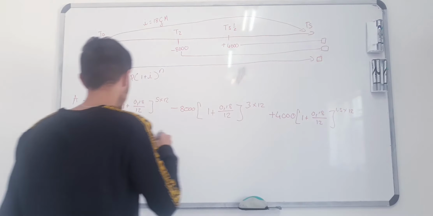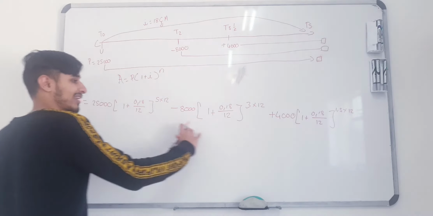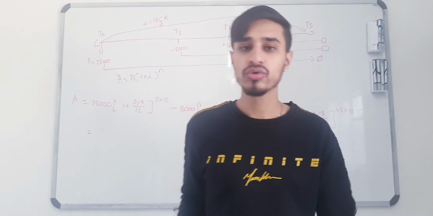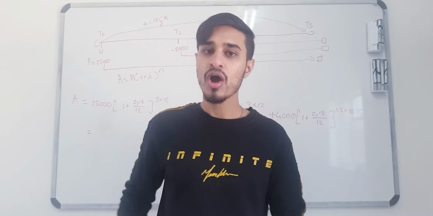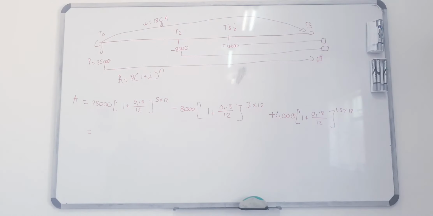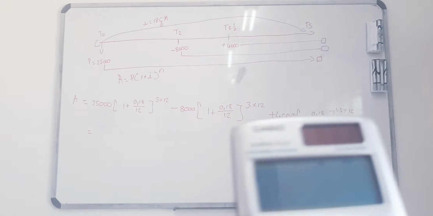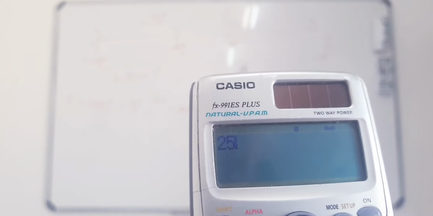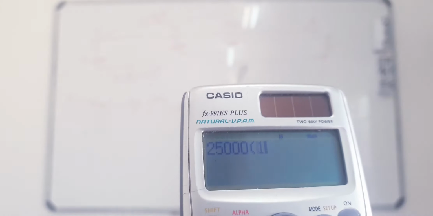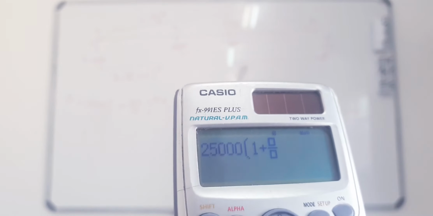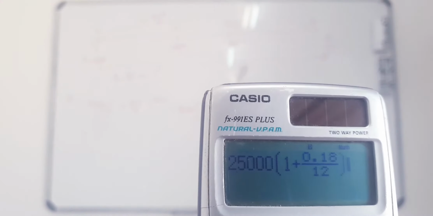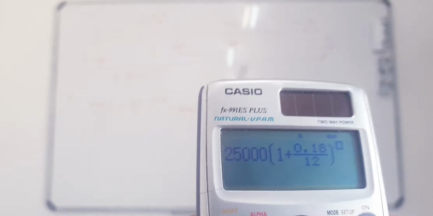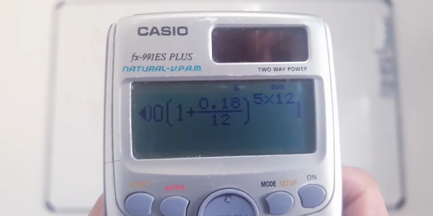Right. Now you have your entire amount drawn out like this here for you. All you need to do is plug it in your calculator. Once it's plugged in, you can get your final answer. Quite simple, quite easy, right? So let's have a look at this here. We're going to go 25,000 into 1 plus 0.18 all over 12, to the power of 5 multiplied by 12. Right, can you see? So that's the first whole one done.